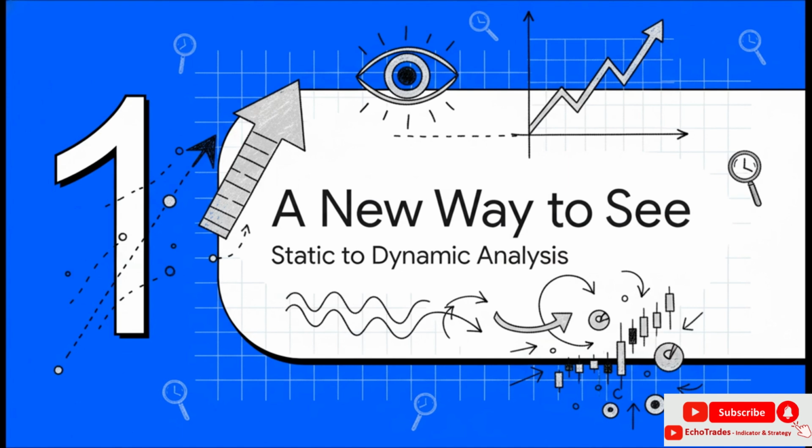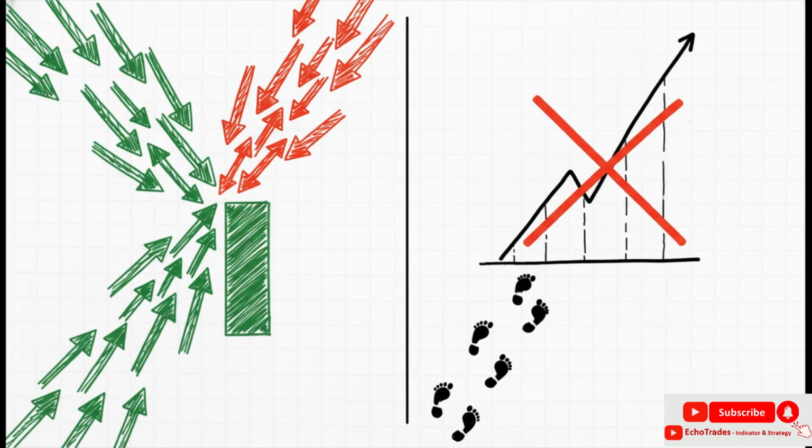First up, Section 1, a new way to see. This is all about making that huge mental shift from a static view to a dynamic one. Okay, here is the single most important idea you need to grab onto. Price is moved by one thing, volume and the execution of orders. It is not moved by patterns. Think of patterns like footprints in the sand. They show you where someone was, not where they're going. We want to be right there, watching the battle itself as it happens.